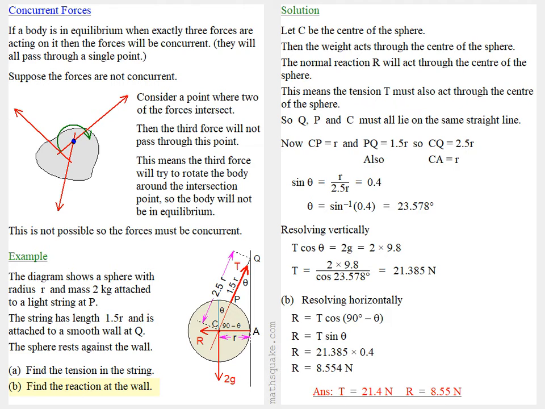And so our answer is the tension in the string is 21.4 newtons, and the normal reaction R is 8.55 newtons.